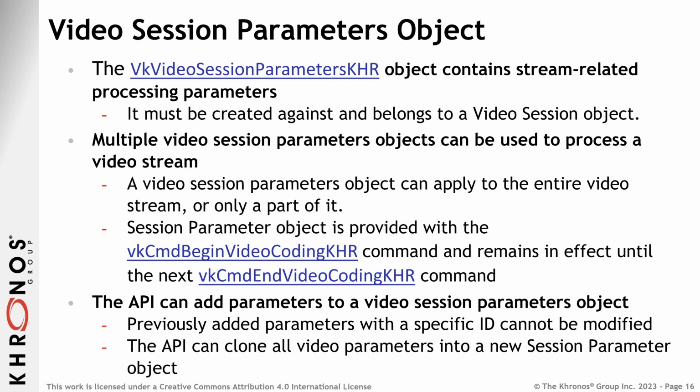Video session parameters contains the out-of-band parameters related to a portion or the entire compressed video stream. These objects must be created against the video session object. The API can add parameters to a video session parameters object, but can't modify existing parameters with the same ID. However, there is a convenient API in Vulkan Video that allows for an existing object to be passed as a template when updating a new object.